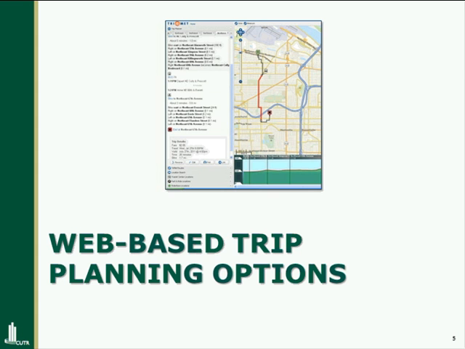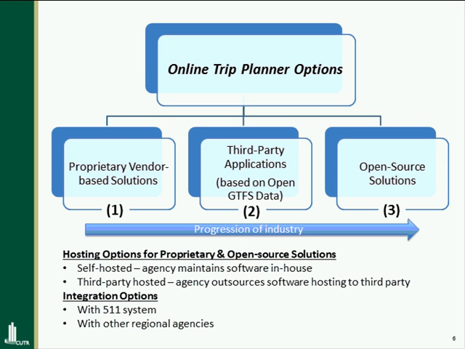So we're going to get into the first part of the presentation now, which is the web-based trip planning options. When we look at the general categories of online trip planner options, it really breaks down into three categories, and there are multiple divisions under each category, but these are the three high-level areas.